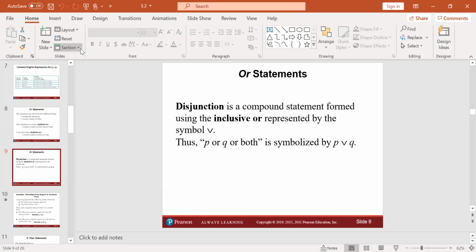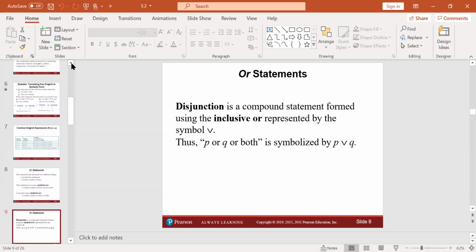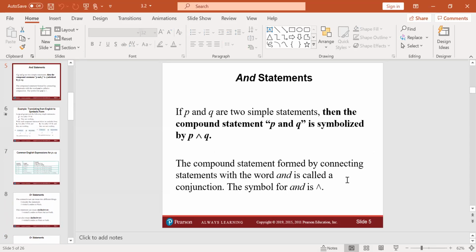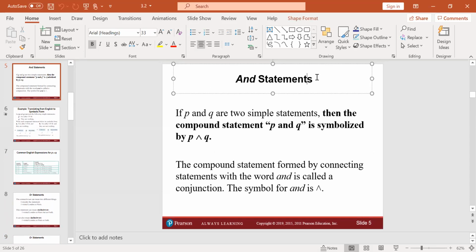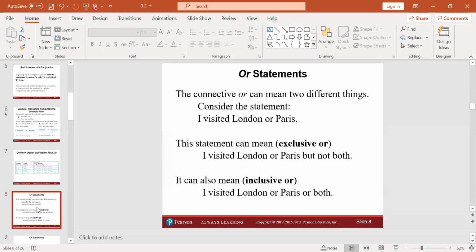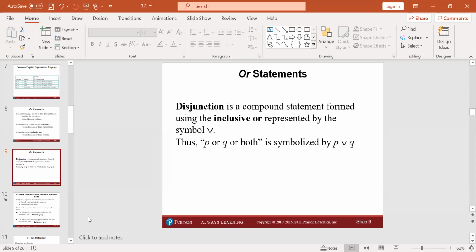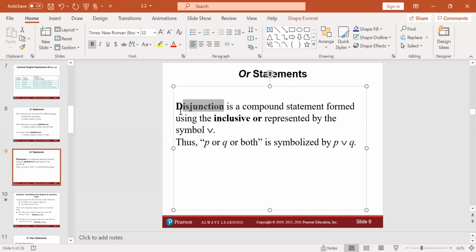We called the and statement, I don't think I used the word, it's not super important, the conjunction. The conjunction. It conjuncts two things. It brings them together. The word or is called the disjunction. Disjunction. Conjunction for and, disjunction for the word or.